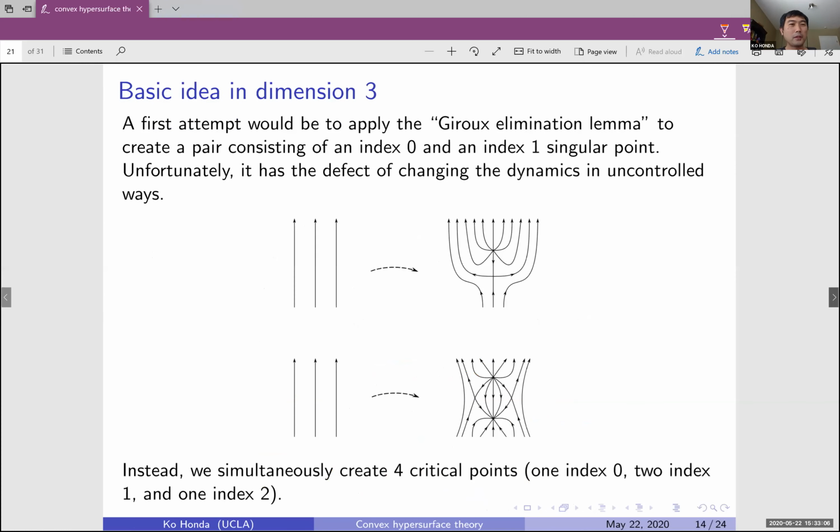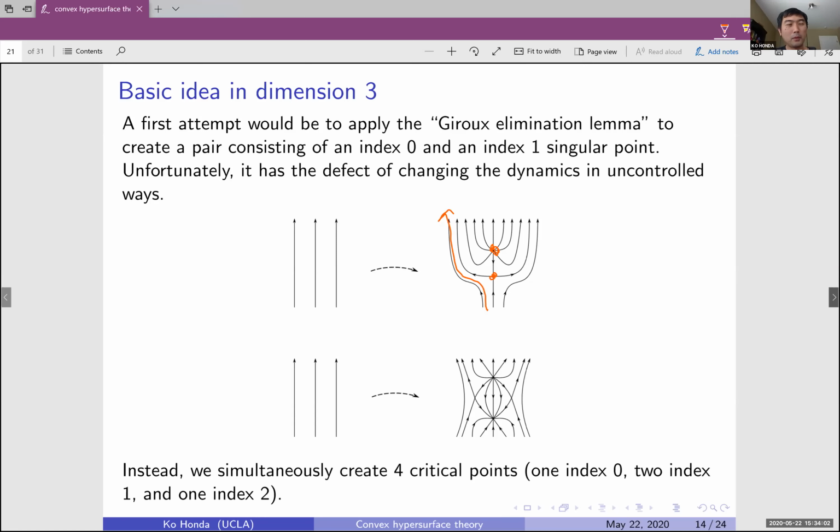The first attempt would be to use the Giroux elimination lemma, or maybe the Giroux creation lemma, to create a pair consisting of an index zero and an index one singular point. So you have your characteristic foliation and you want to do some modification, so you create a pair of singular points. But unfortunately, this kind of thing has the defect of changing the dynamics in pretty uncontrollable ways. It starts here and goes off to the side, and there's a little bit of room to maneuver. Small perturbations can have pretty large behavioral change when you're talking about dynamical systems.